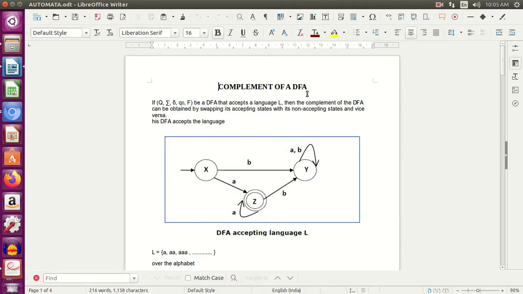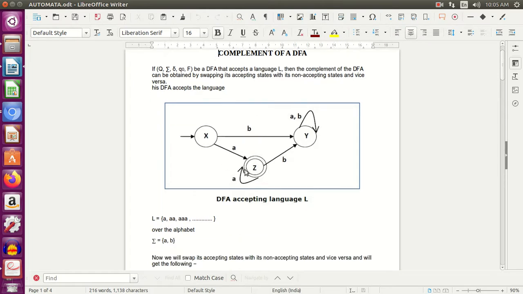This thing you all might already know, but still I thought of discussing what is the complement of a DFA. Sometimes in a question you might be given a DFA to design, and after designing, you are asked to draw the complement of the DFA. The complement of a DFA can be obtained just by swapping its accepting states with the non-accepting states, right?